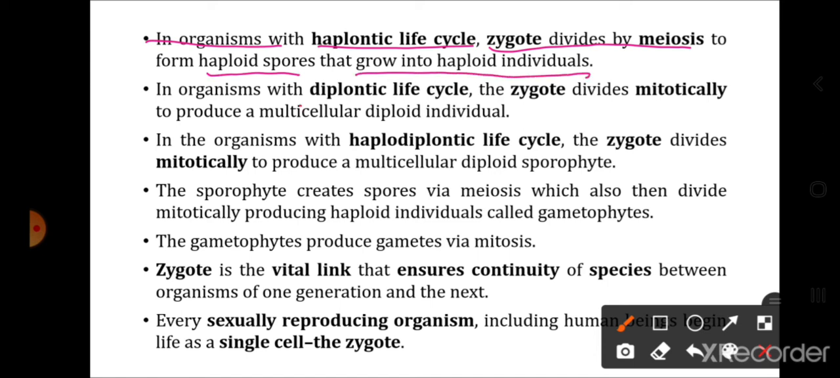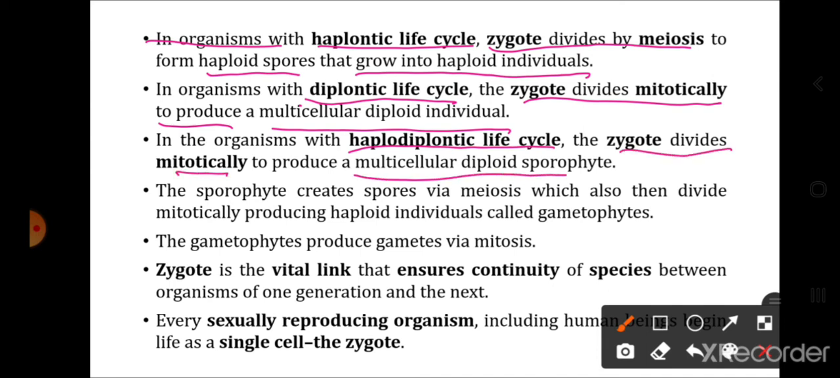Whereas in organisms with a diplontic life cycle, all the stages are diploid except for the gametes, which are haploid. So, the zygote will undergo mitotic division and form the diploid organism. The zygote divides mitotically to produce a multicellular diploid individual. Whereas in the individuals with a haplodiplontic life cycle, the zygote divides mitotically to form the diploid sporophyte. This sporophyte creates the spores via meiosis, which also divide mitotically to produce the haploid individuals called gametophytes.